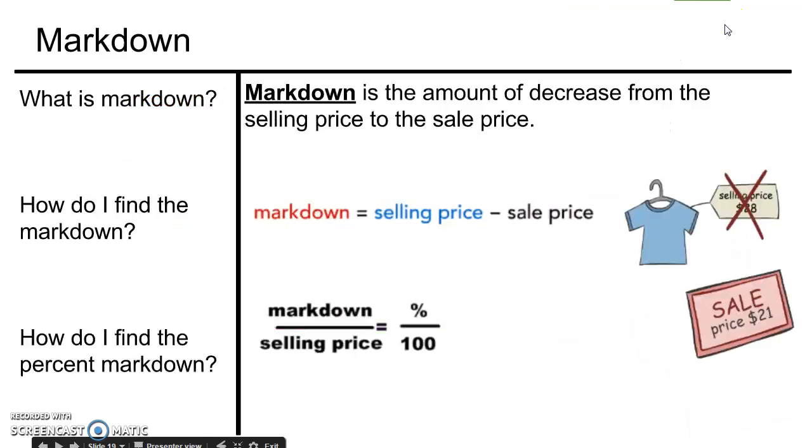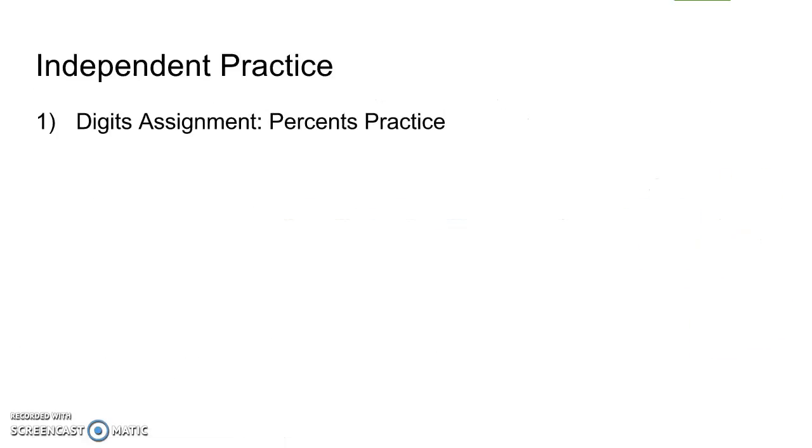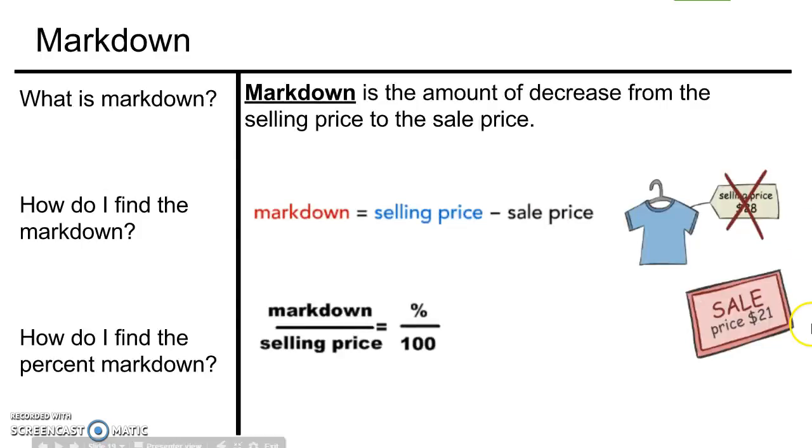Markdown works the same way. It's the difference between the selling price and the sale price. If the sale price has been marked down, we can find that by doing a proportion. Okay? And it just works the same way. Here's my example for this one very quickly. So the selling price and then the sale price, there's a difference there of $7. So they marked it down by $7. So that's what I'm going to put for the markdown.